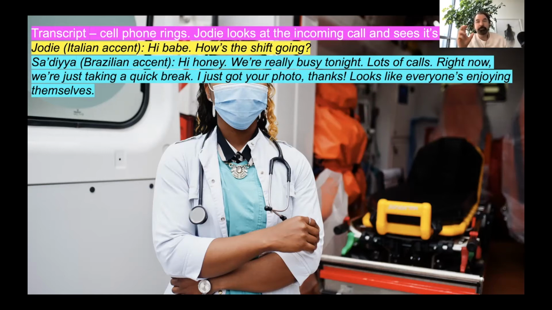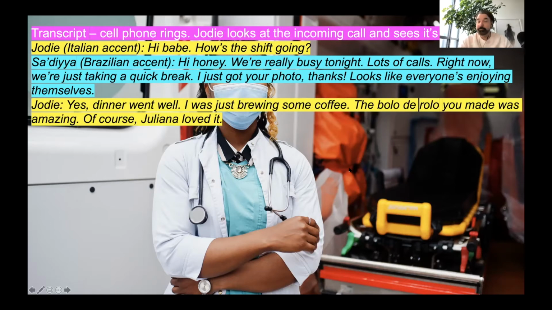Okay, so at this point, we can start to recognize that the photo we just saw is the photo that's being talked about here. And so Jody obviously is the one who took the photo and sent it to Sadia, as Sadia is just saying, "Oh, great, thanks."